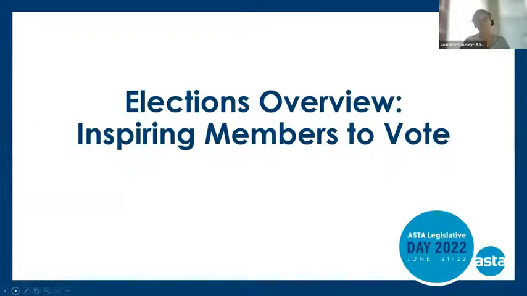So in 2021, during Legislative Day, I presented the voting process to our chapter presidents with the idea in mind, if the chapter presidents and chapter leadership understood the voting process, then they could help explain the voting process at ASTA to our ASTA members. And so I'm doing that again today. I'd like to say that the engagement that we had last year, I feel like was very high. It was higher than in previous years. And I do believe that is due at least partially to the fact that our chapter presidents and chapter leadership were very well aware of the process.